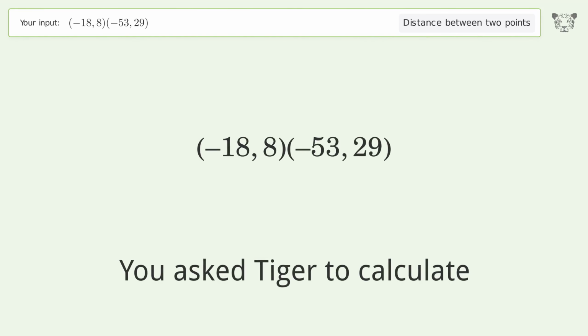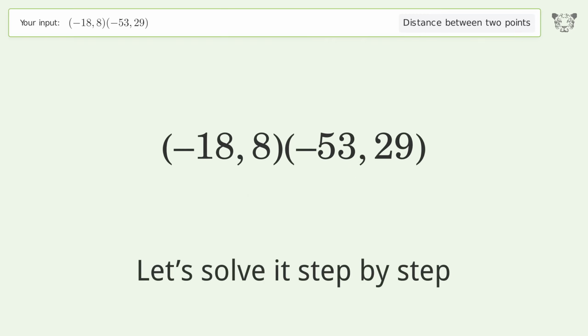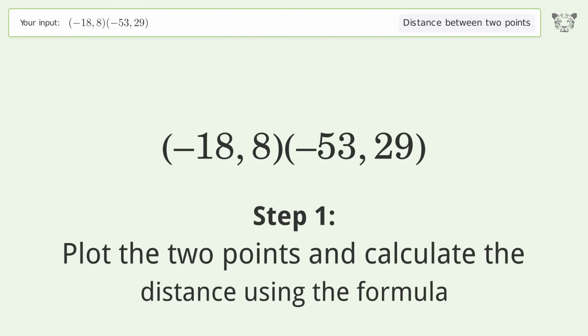You ask Tiger to calculate. This deals with the distance between 2 points. The distance between the 2 points is the square root of 1666, or 40.817. Let's solve it step by step. Plot the 2 points and calculate the distance using the formula.